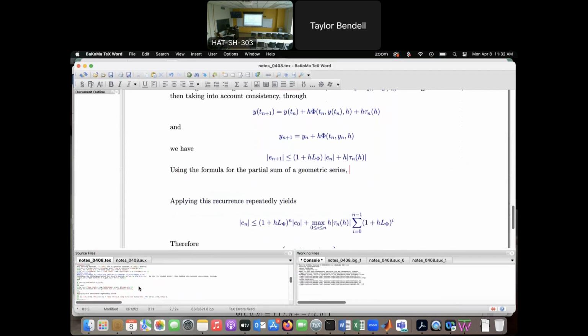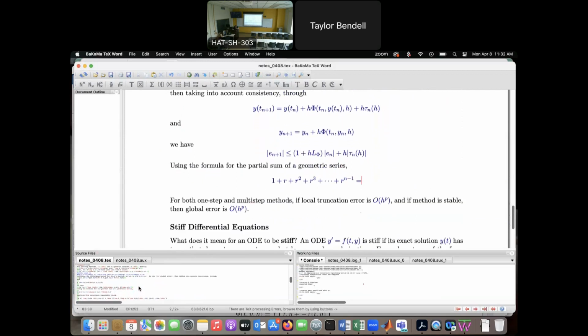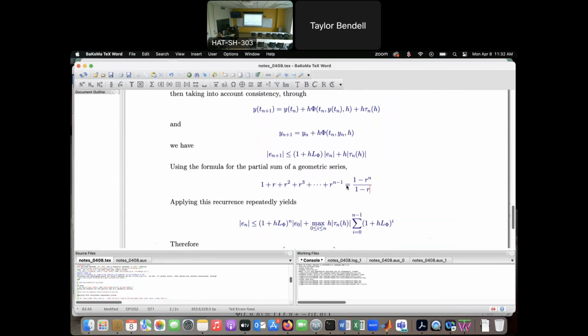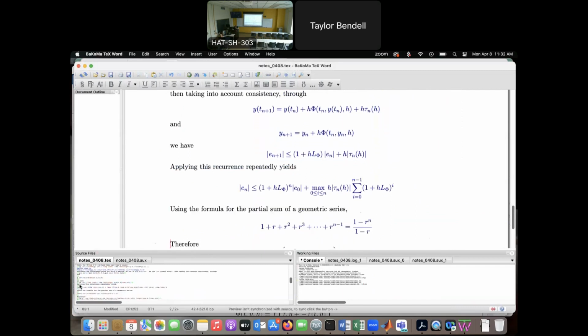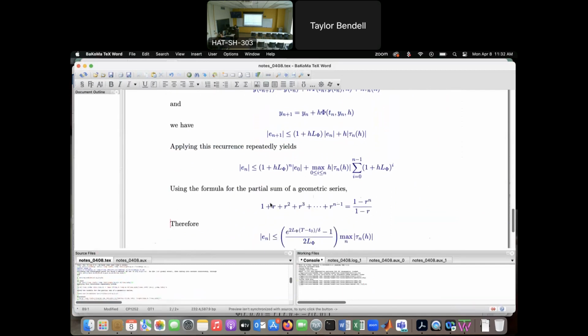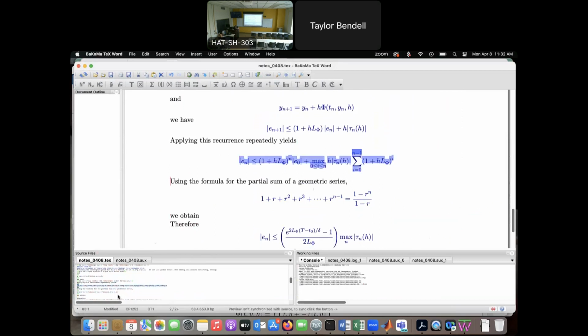Now let's refresh your memories what it is. So we have 1 plus r squared, so on up to our n minus 1 equals 1 minus r to the n over 1 minus r. Okay, so now I'm going to use that. Oops, I put this in the wrong place. Okay, so now I use this formula to put this summation, okay, now I have this bound.